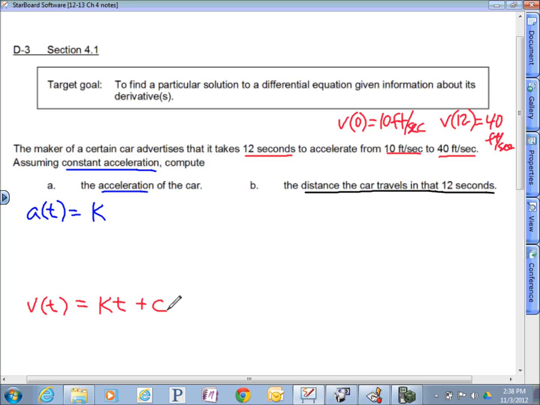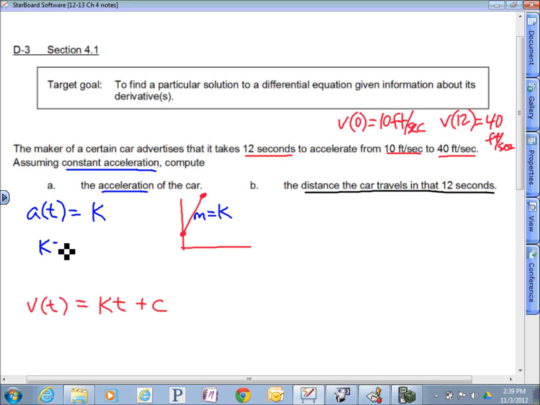So if we were to graph this velocity function, what we really have is a function that's linear. This linear function for velocity would go from the point (0, 10) to the point (12, 40). And if you wanted to find what k was, k would be the slope of that line. So a really fast way to come up with this constant acceleration would be to find the slope of the line through those two red points we have.